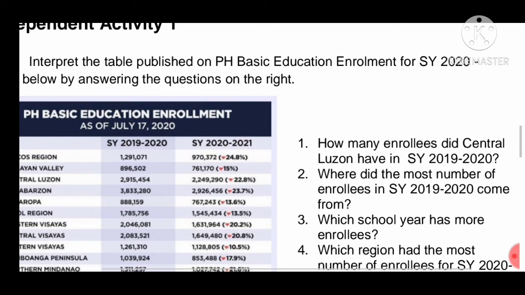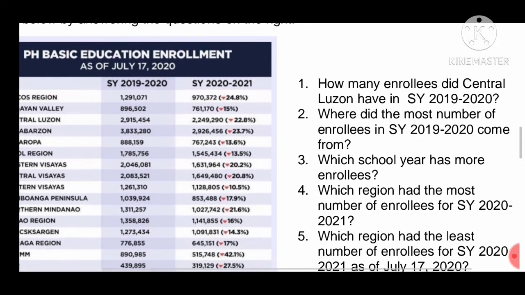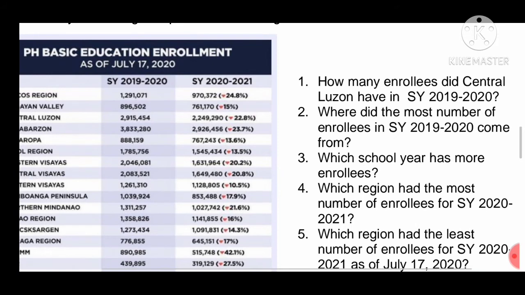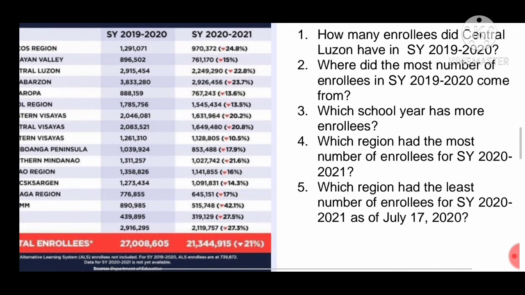Number 2, where did the most number of enrollees in school year 2019-2020 come from? Third, which school year has more enrollees? Fourth, which region had the most number of enrollees for school year 2020-2021? Fifth, which region had the least number of enrollees for school year 2020-2021 as of July 17, 2020?